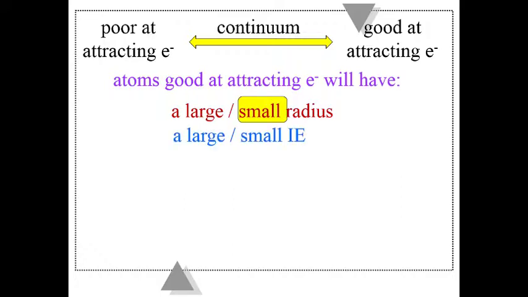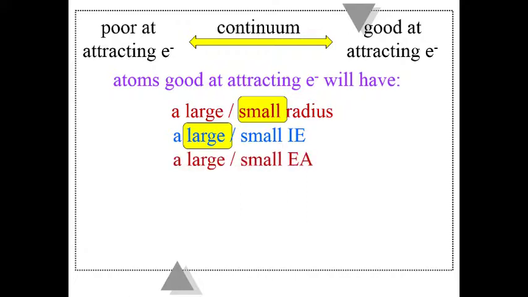Next, will you have a large or small ionization energy? If you're good at attracting electrons, it will be hard for someone else to remove them. It will take a lot of energy to do so. Therefore, you will have a large ionization energy.